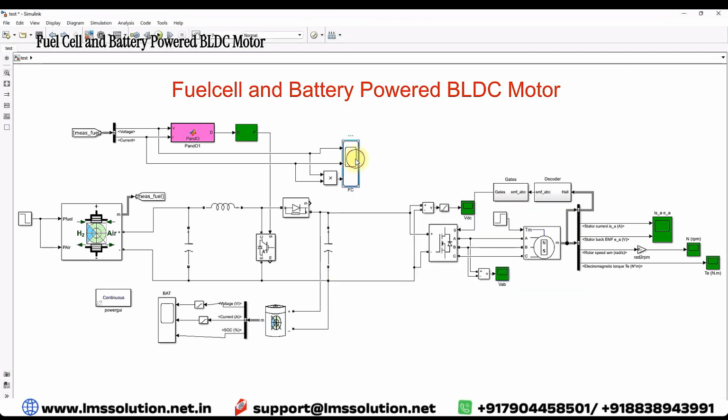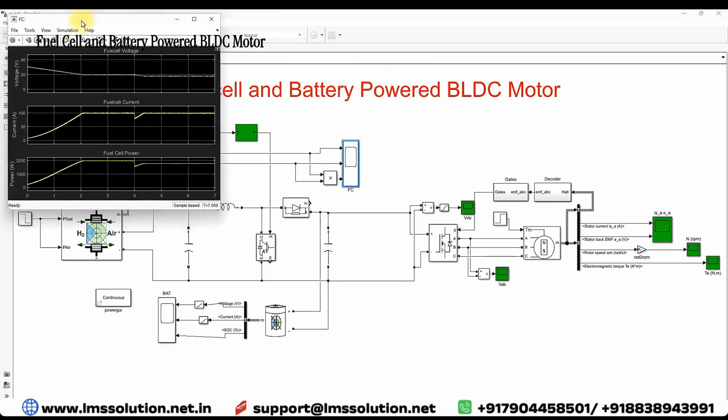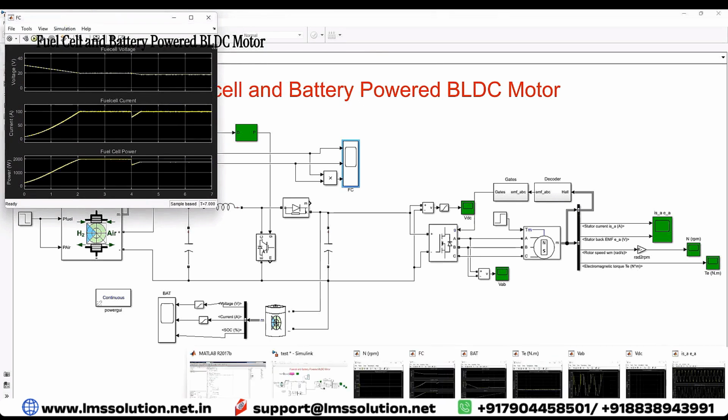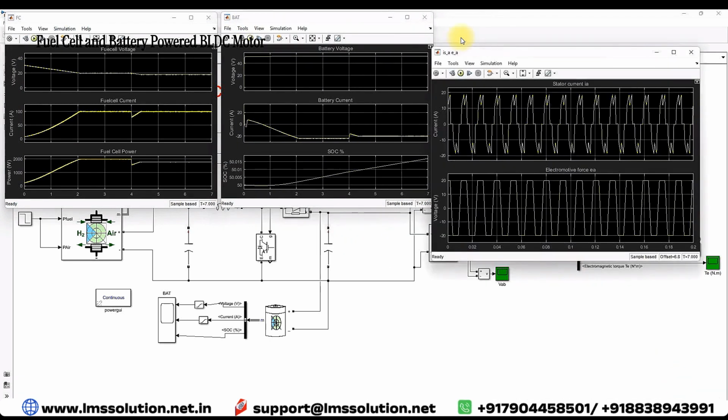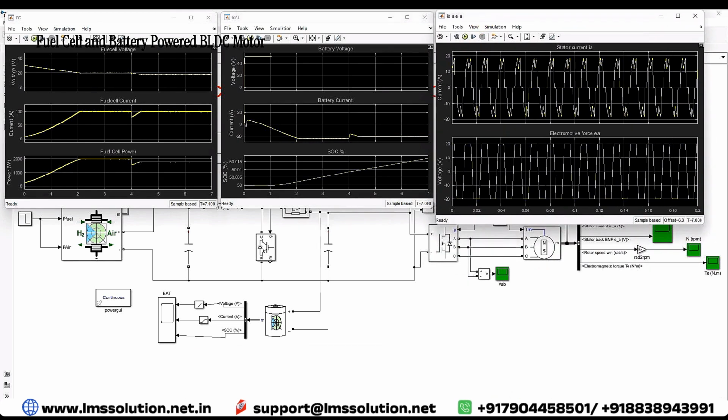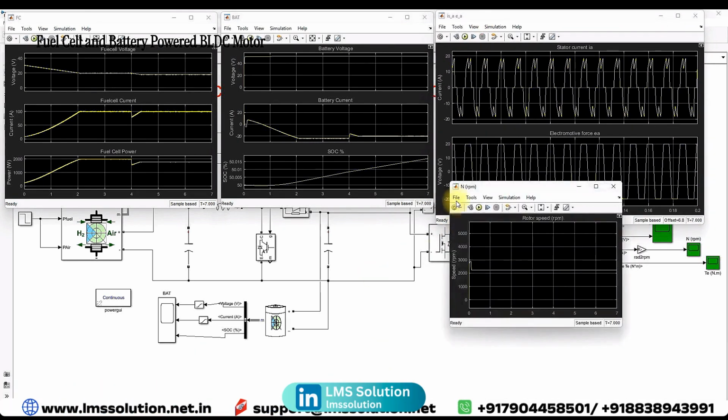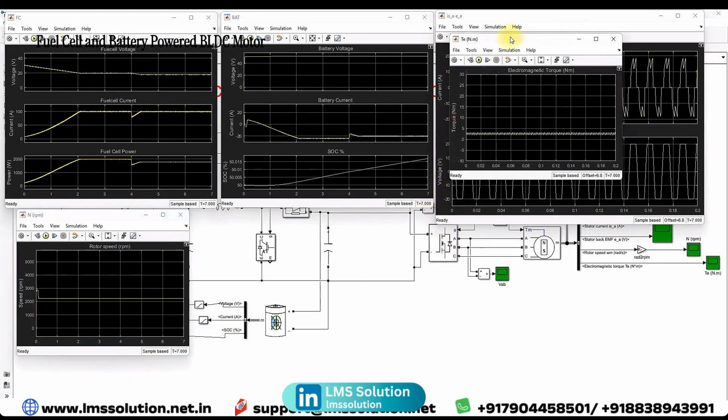Here you can see that this is the fuel cell parameter, and then we have the battery detail, and then we have the voltage and current of the BLDC motor, then we have the speed of the BLDC motor, and then we have the torque of the BLDC motor.